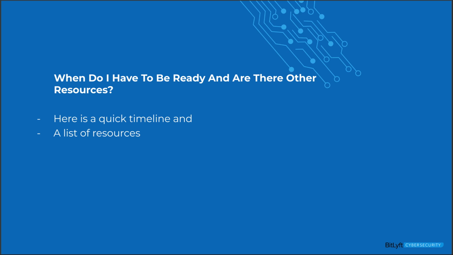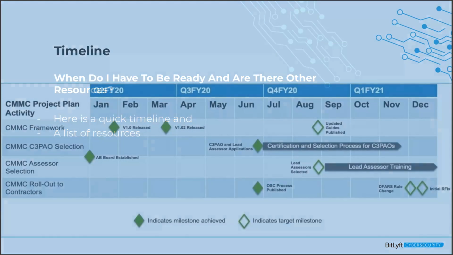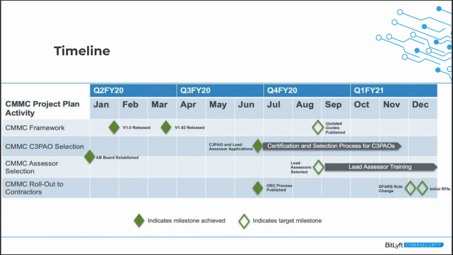So when do I have to be ready, and are there other resources? I want to give a quick timeline and then list some resources that we found to be relatively effective, and then we'll open it up for Q&A. This is a quick timeline that we took from somebody else, so this is not ours. We give credit to them, not us. But as you can see, it's got a good list. If you look where we are right now, we're just at the tail end of Q4 for the fiscal year of 20, based on how this is defined.